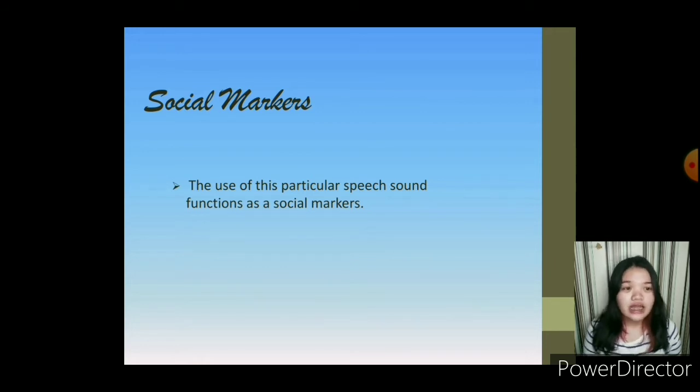For example, here in the Philippines, Filipinos speak around 8 dialects. So, it is easy for us to know someone's region or tribe because of his or her dialect.